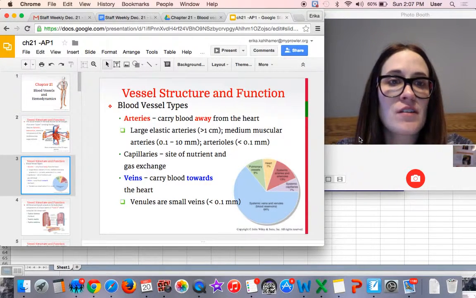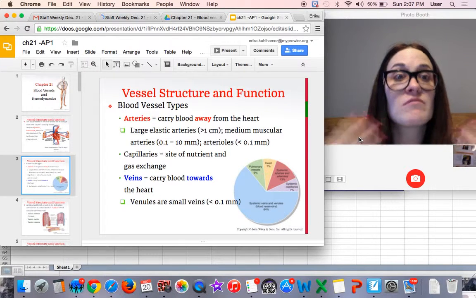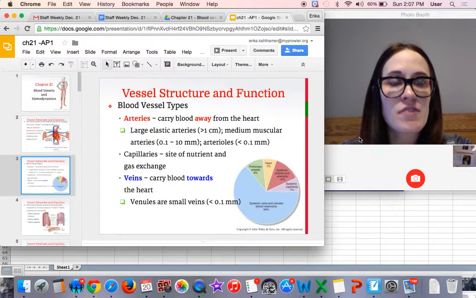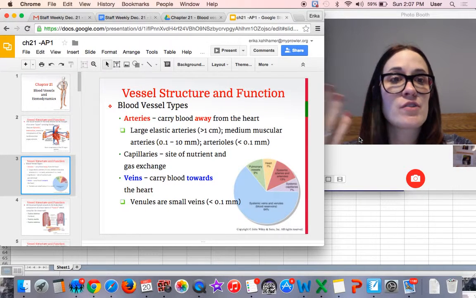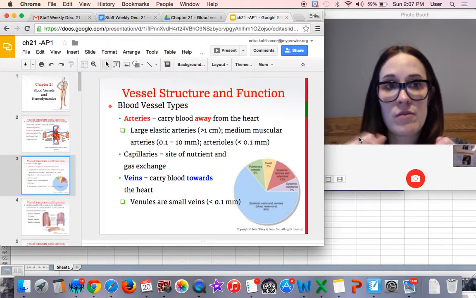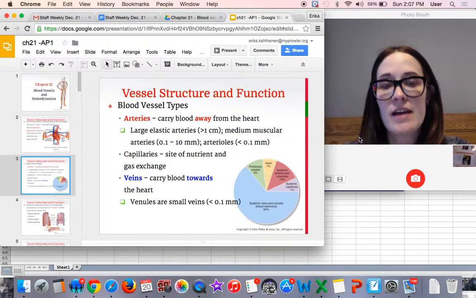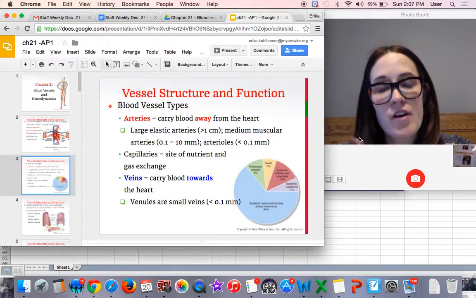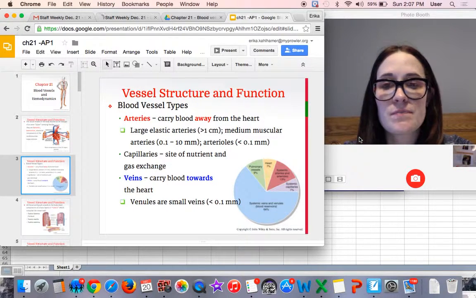After the blood leaves the heart, the vessels taking the blood away from the heart are called arteries. There's different types of arteries. The largest ones are referred to as elastic arteries. They can stretch and bounce back easier. Then you have medium muscular arteries, and then the smallest type of arteries are arterioles.